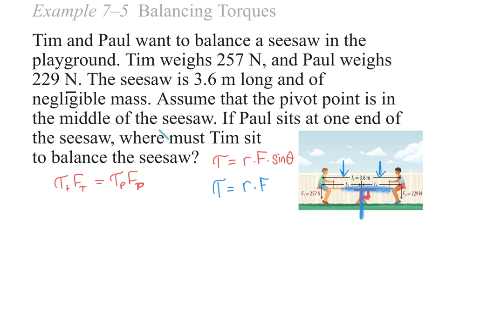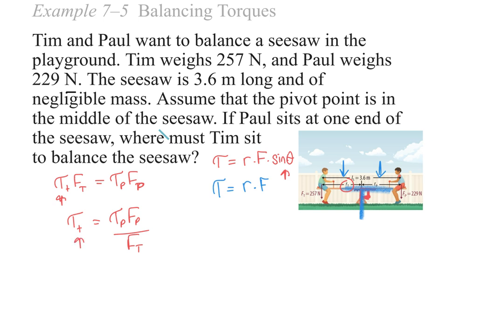All right. So we're going to say that this is going to be right here. What do we know and what do we not know? Well, I am solving for how far away Tim sits. So I'm going to solve for Tim's radius here, which represents how far away he is from the pivot. Okay. So I'm going to divide both sides. Paul's distance, how far away he is, times his force, divided by Tim's force. All right, that's what I'm going to do. I'm just solving for the one that I don't know.